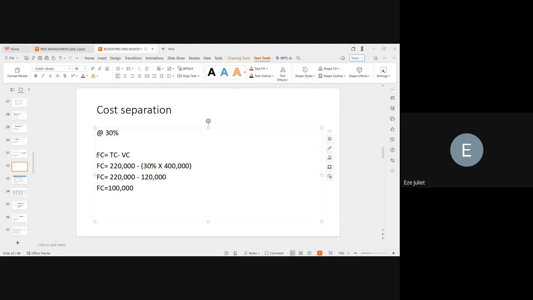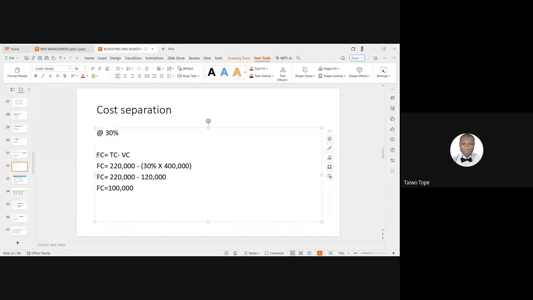400. Yes, and the least production overhead is what? 220. So we still apply the high-low method to determine the variable cost at 100%. So we now compute 400 minus 220 divided by what? 45%. That result is the total variable cost at 100% using the high-low method.